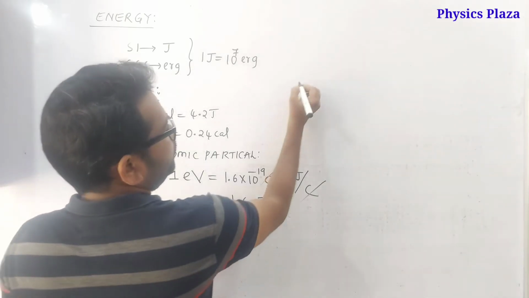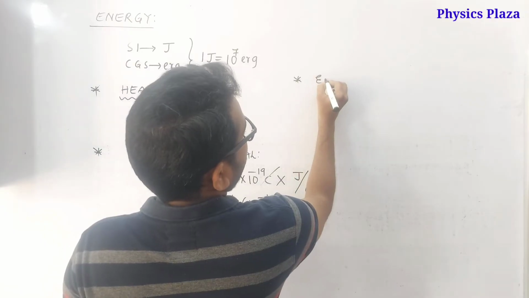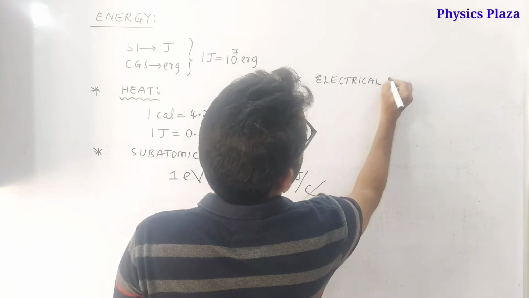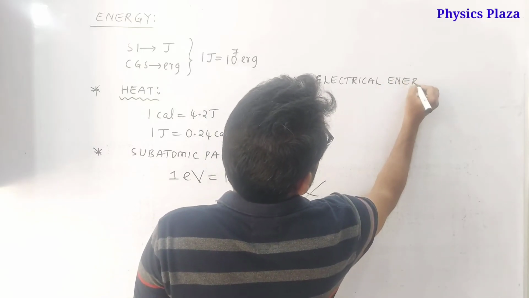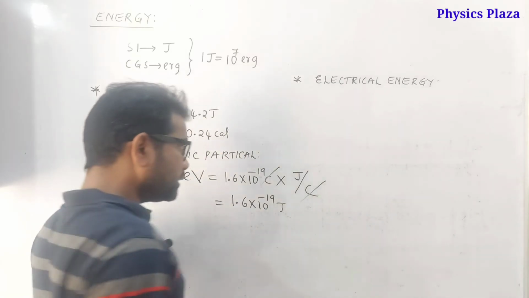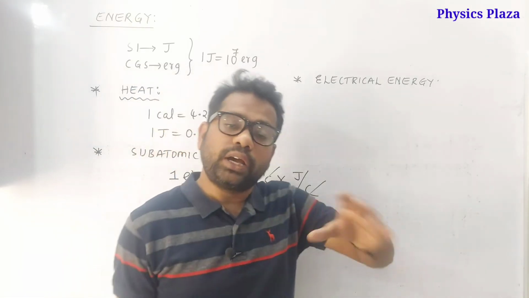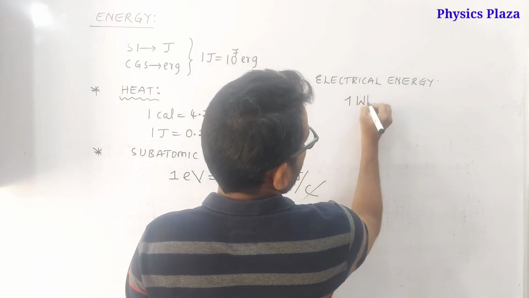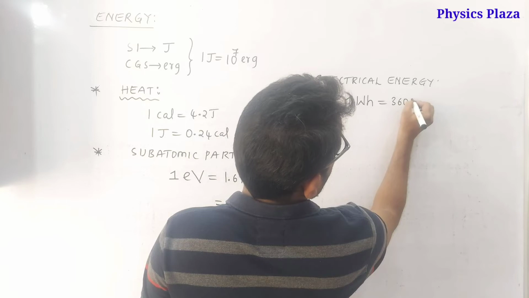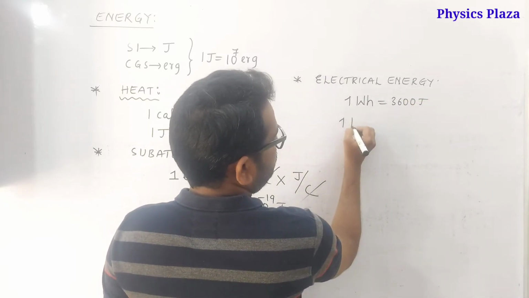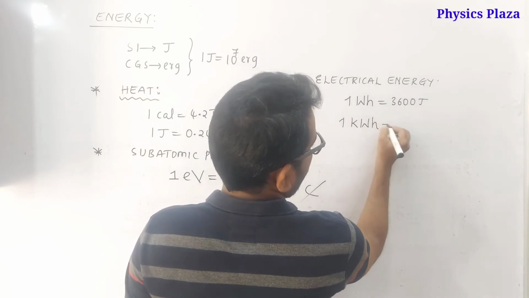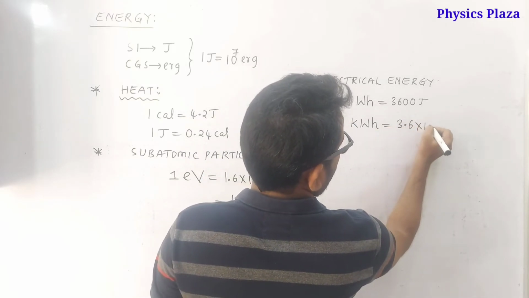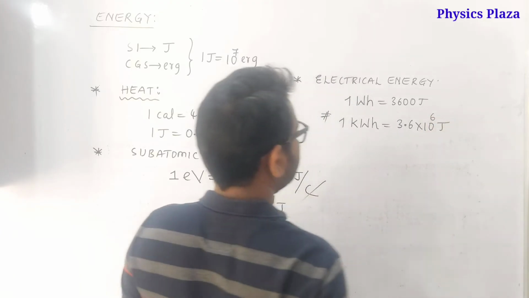Clear? Fine children. Now electrical energy. Regarding electrical energy, we will be discussing in detail in the current electricity chapter. Here it is not required. To measure the electrical energy, we use units called watt hour and kilowatt hour. So here 1 watt hour is equal to 3600 joules, whereas 1 kilowatt hour is equal to, very important from the examination point of view, 3.6 into 10 power 6 joules.